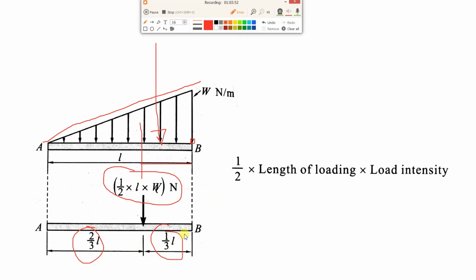So if you consider the magnitude and location of this point load, this triangular loading which you see is the UVL. We are converting it into a point load. How? Area of this triangle: half into length of loading into height W, the intensity of loading. Then where will it act? At the centroid. Where is the centroid? From point B, L by 3, and from point A, 2/3 of L.